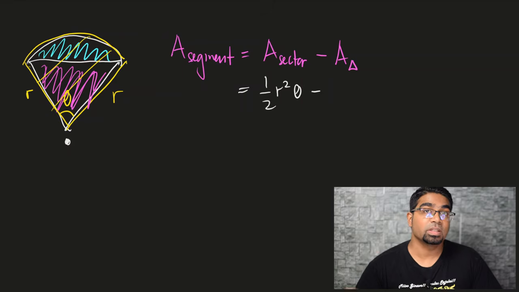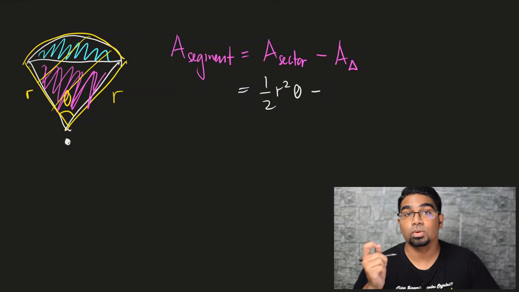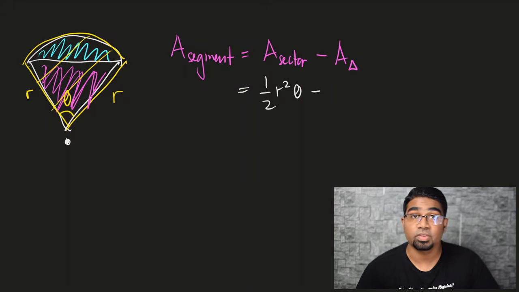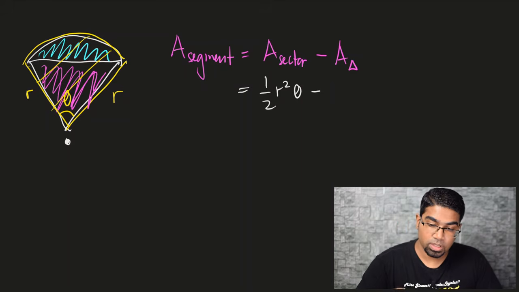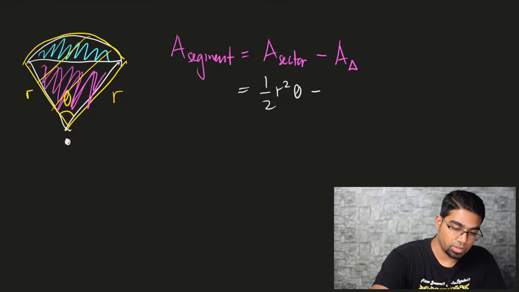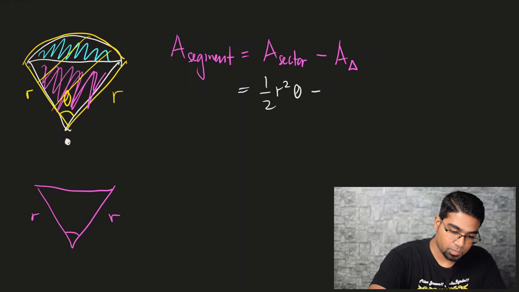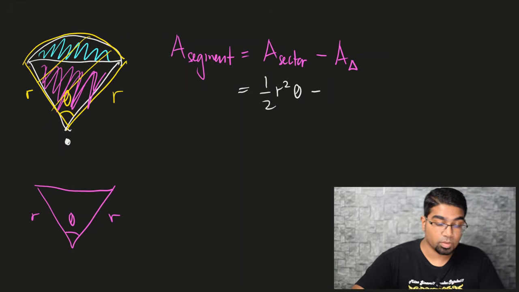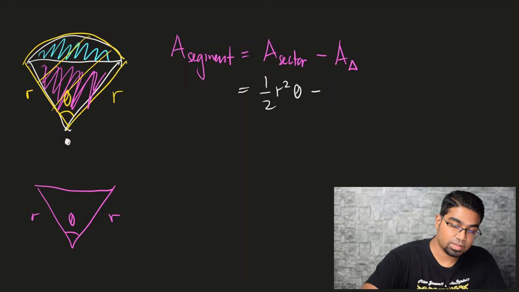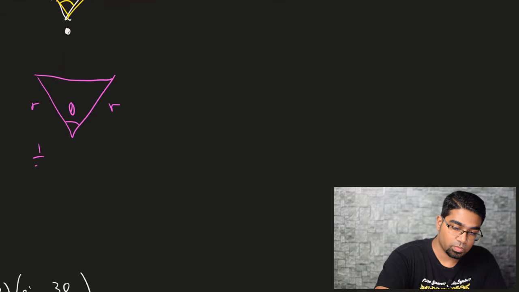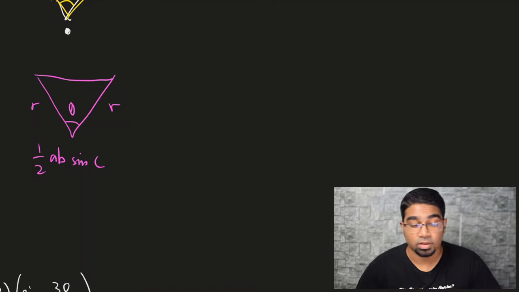now here you have to remember the formula for a triangle. If you don't know this formula, you can check out my lesson on solution of triangle. I will include it in the description. So when we look at this triangle, let me use a different color. So this is r, and this is theta. So if you're familiar with the formula, half AB sine C, 1 over 2 AB sine C. That's exactly what we are using here.